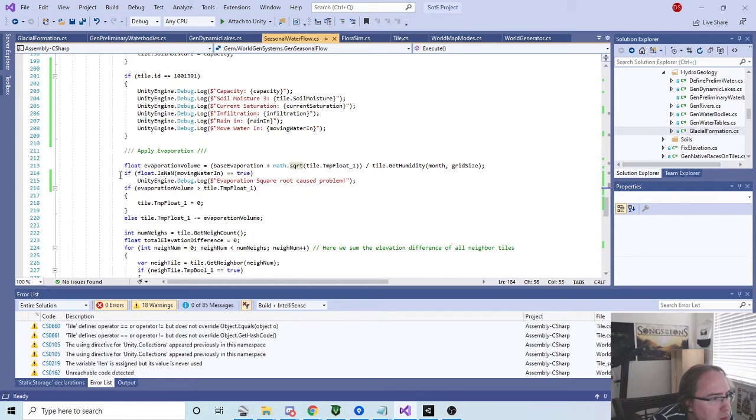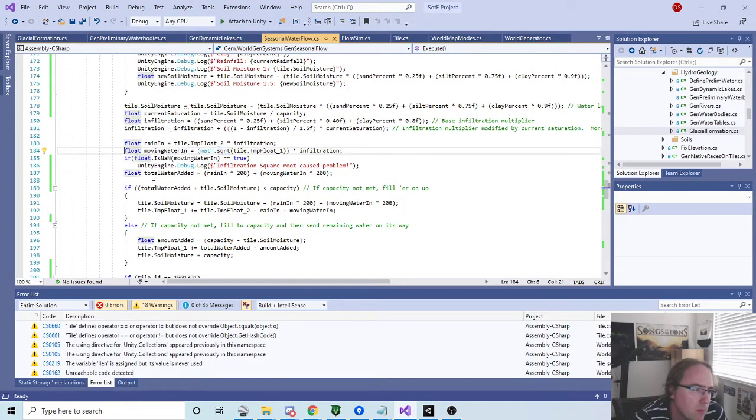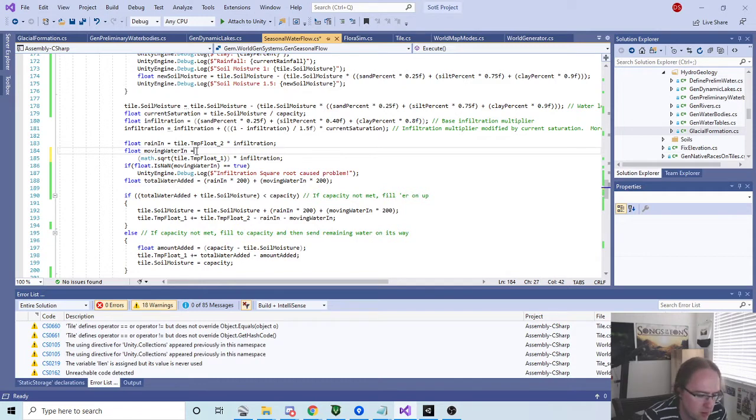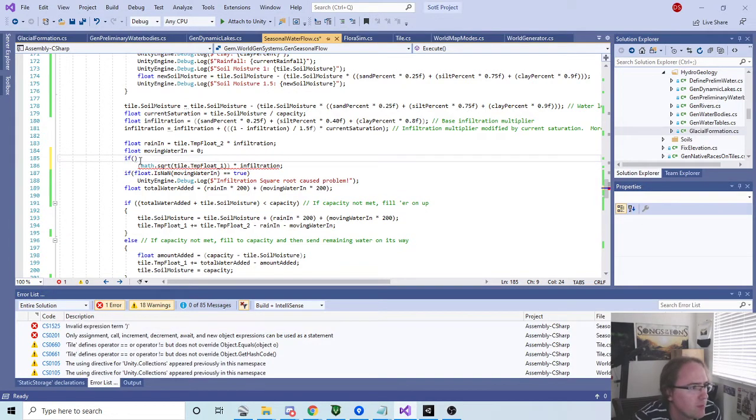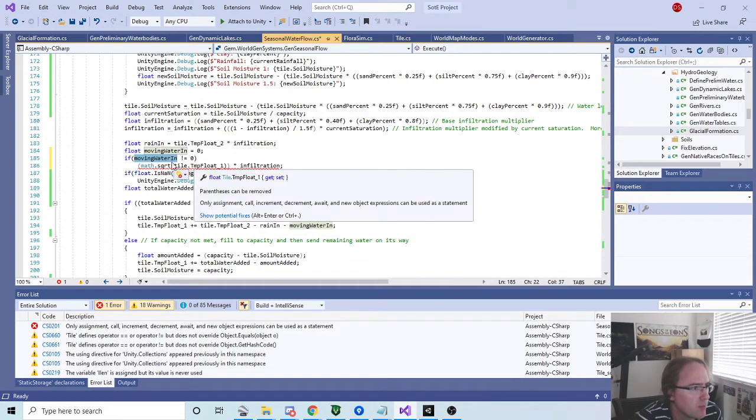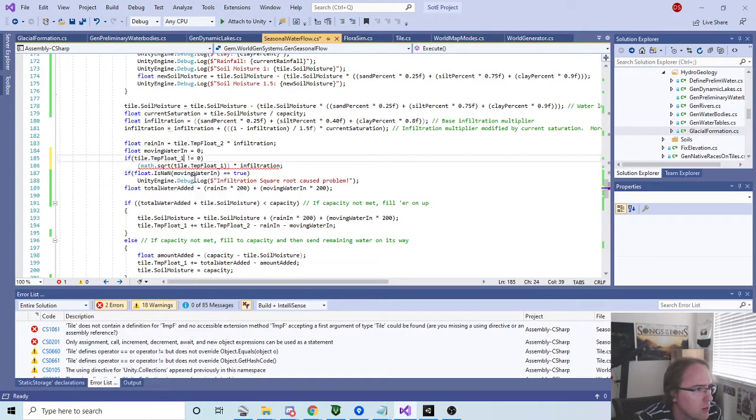So let's just try this. Equals 0. And then if moving water does not equal 0, no. Right.